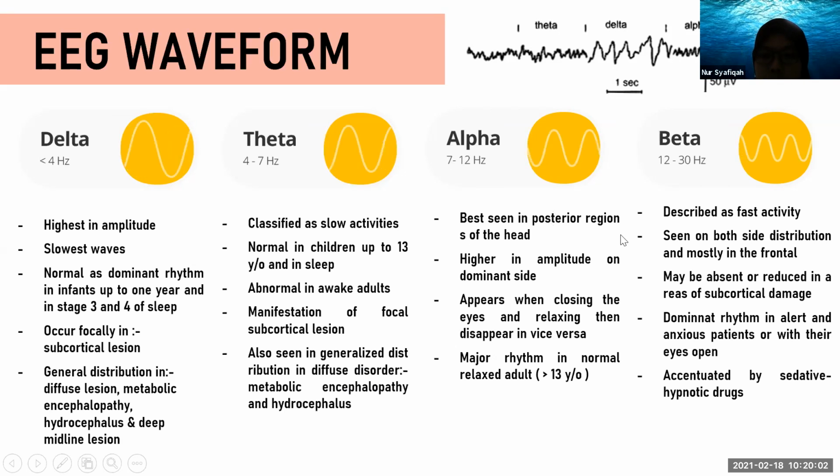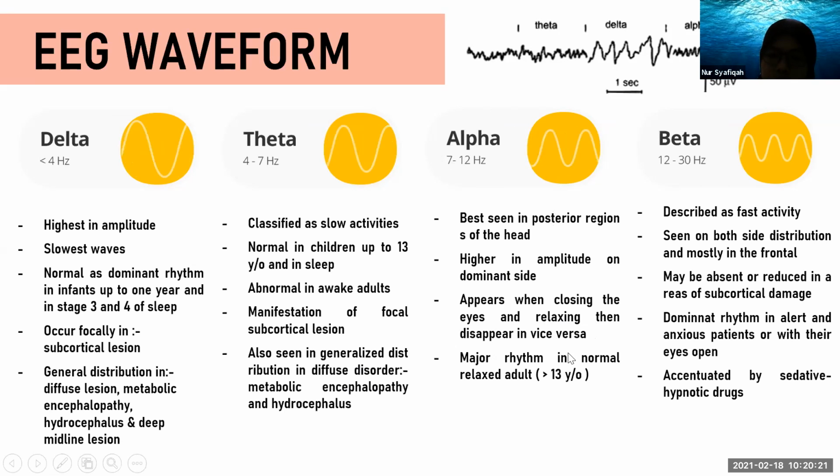Next, we have the alpha wave. It is best seen in the posterior regions of the head, and it has higher amplitude on the dominant side. It appears when closing the eyes and relaxing, and it disappears when we open the eyes or are anxious. It is a major rhythm in normal relaxed adults more than 30 years old.